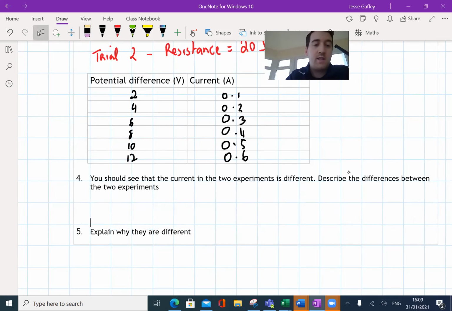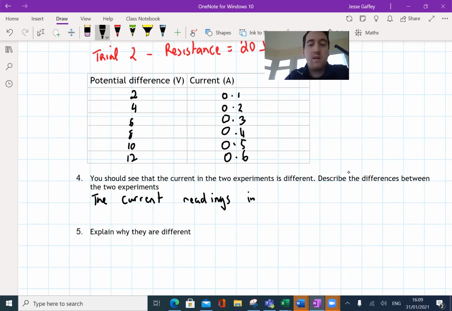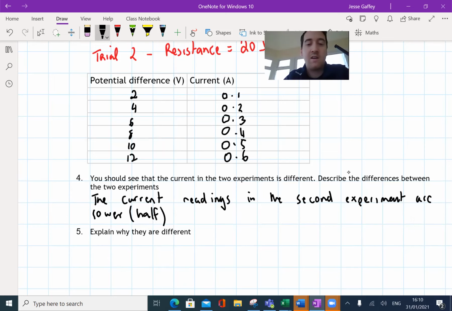So basically what we've seen is the current readings in the second experiment are lower. How much lower? It happens that they're all exactly half. They're lower and they're exactly half the readings from the first experiment.